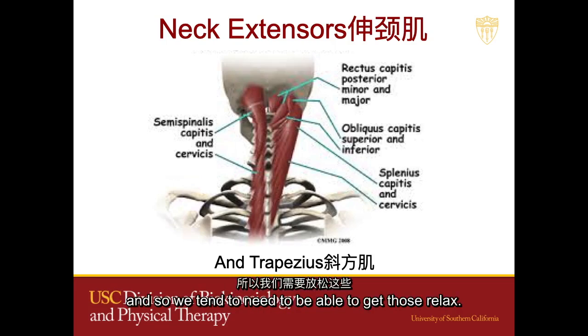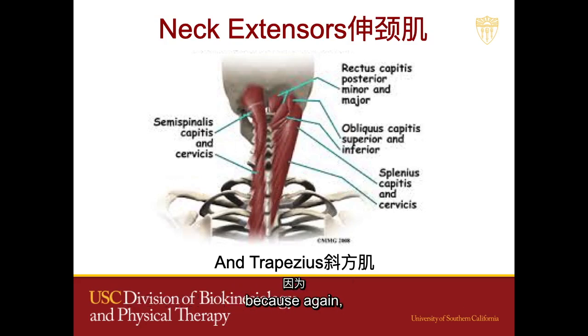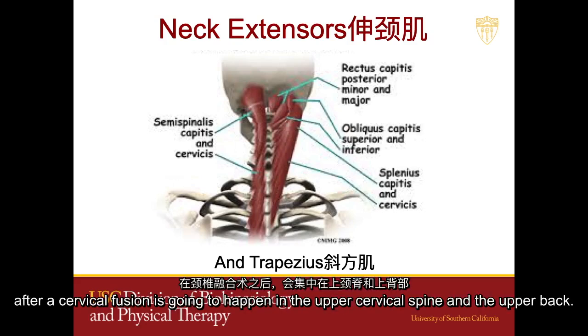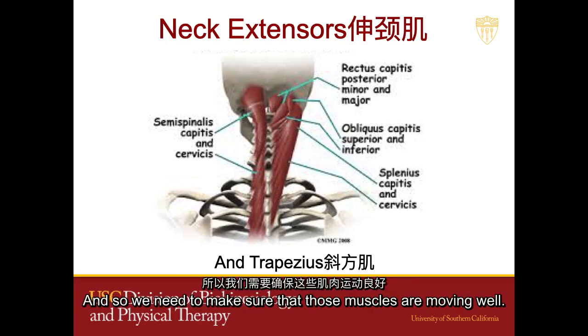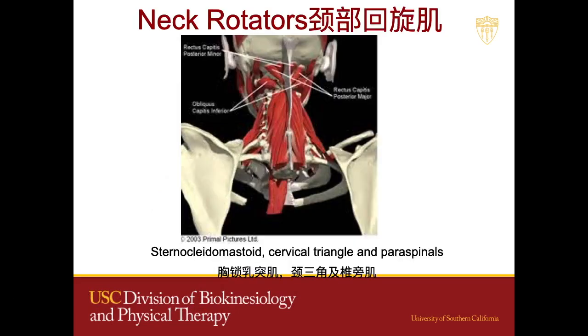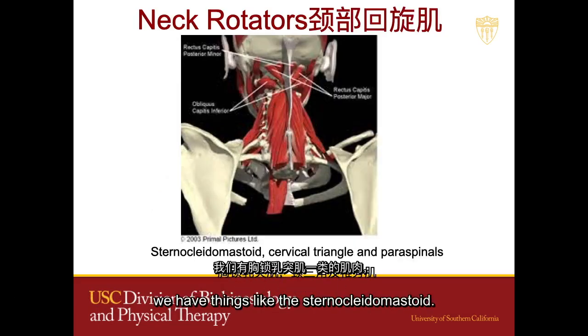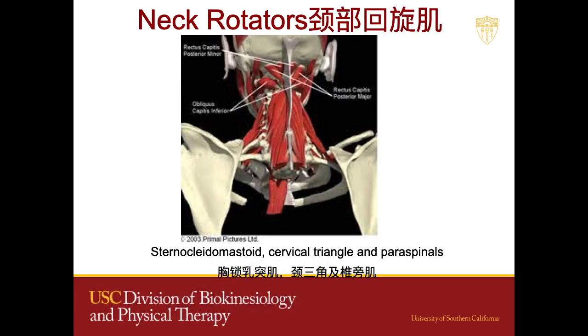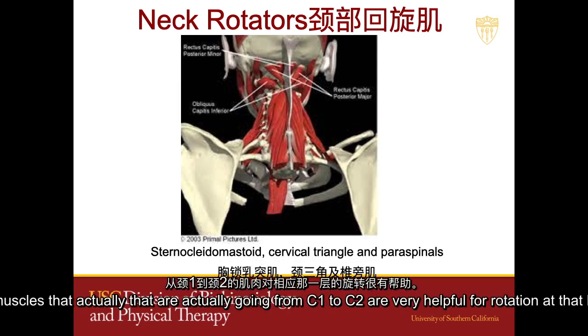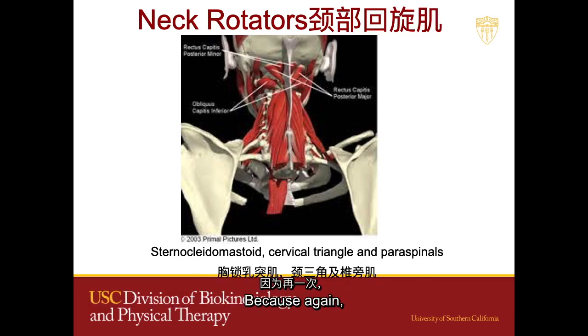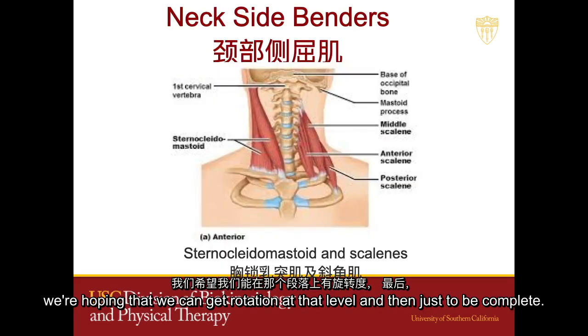And so we tend to need to be able to get those relaxed because, again, most of our mobility after a cervical fusion is going to happen in the upper cervical spine and the upper back. And so we need to make sure that those muscles are moving well. Just to remind us of our rotators, we have things like the sternocleidomastoid, that cervical triangle, the muscles that are actually going from C1 to C2 are very helpful for rotation at that level because, again, we're hoping that we can get rotation at that level.